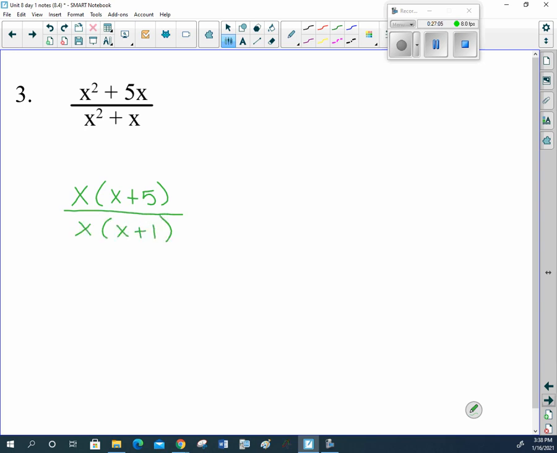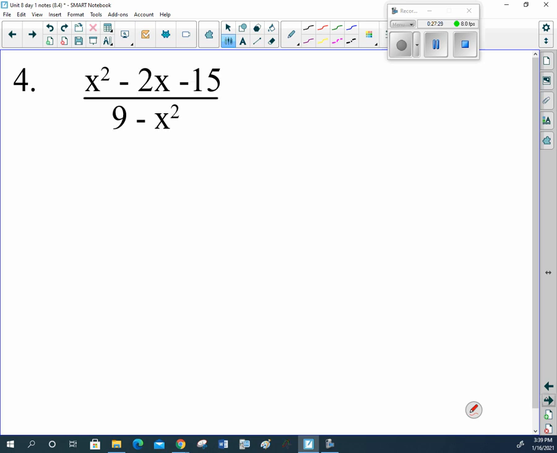Okay, what factors are the same in the numerator? See how I have x times this parenthesis and x times this parenthesis? The groupings we could reduce if they were the same, but they're not. But these x's are the same, so I can reduce those. And our final answer is x plus 5 over x plus 1. I kind of like these. I don't know why. I find it very satisfying to factor it all and then just start crossing things out.